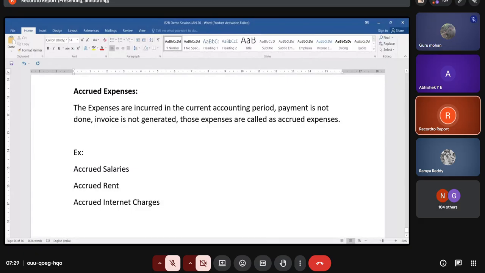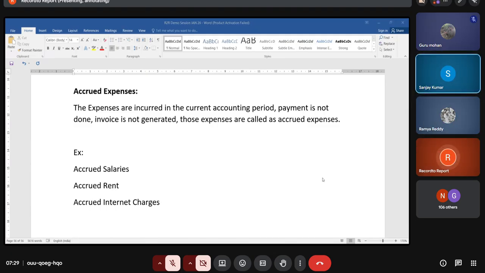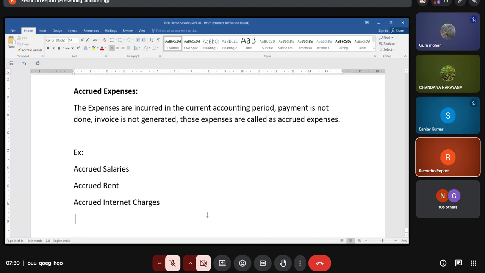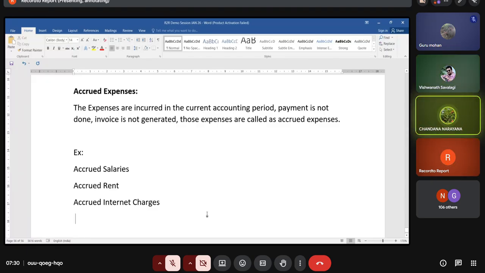Okay, accrued internet charges. So let's think about your employee benefits. The company is paying two types of packages, guys. What are those? In our package, there are two types of elements included. What are those? Fixed and variable. Exactly. So is the variable pay paid every month, assuming MNC companies? No. When will they pay? Every 3 months, once.